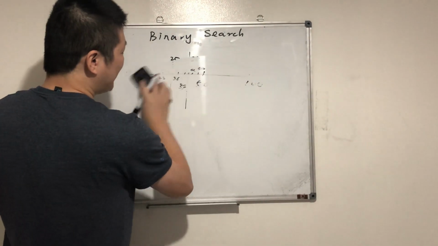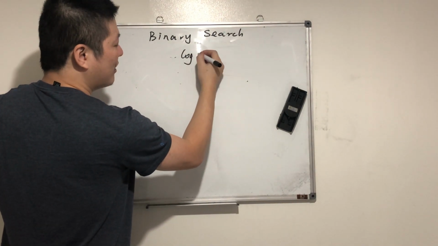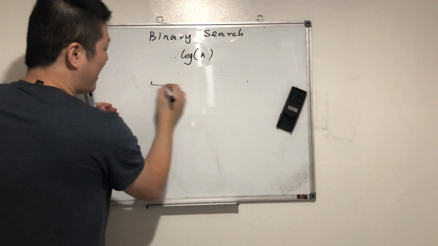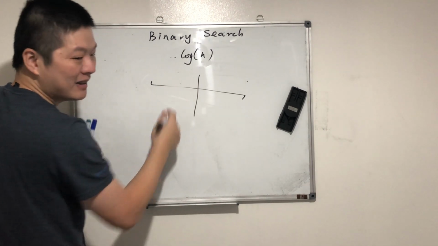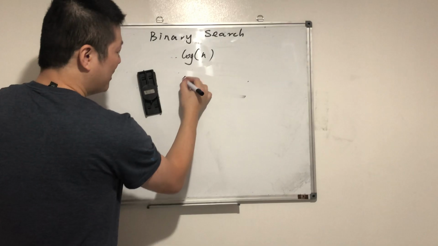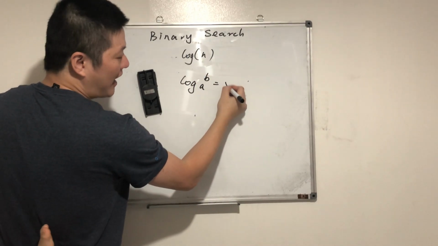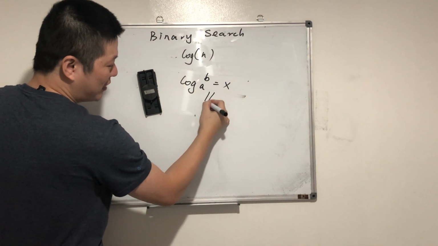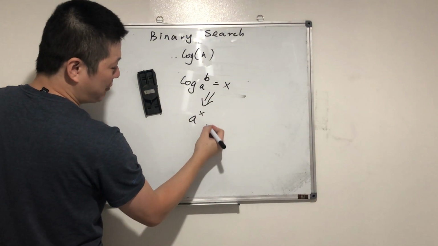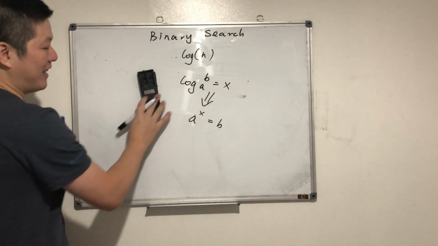So the complexity is usually what? Log n, right? Because if there are n, every time I cut into half. So this is log, remember? Log_a b equals x. So what does it mean? It means a to the power x equals b, right? Normally.